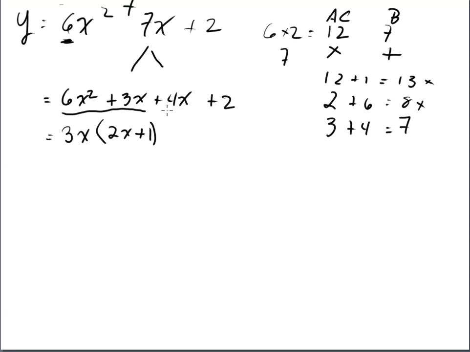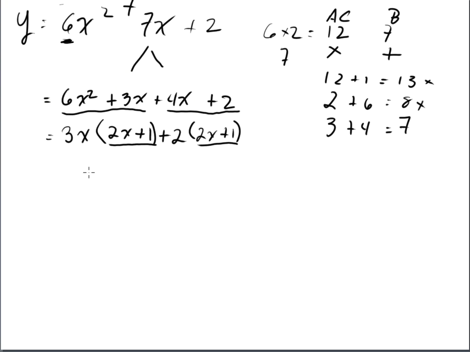Then we're going to look for the greatest common factor of the second two terms. The greatest common factor of 4x and 2 is just 2. 4x divided by 2 is 2x, and 2 divided by 2 is, of course, 1. If we have done this correctly, ladies and gentlemen, we're going to have 2x plus 1 and 2x plus 1. What we have left in our brackets will always match. If it doesn't match, we've made a mistake.